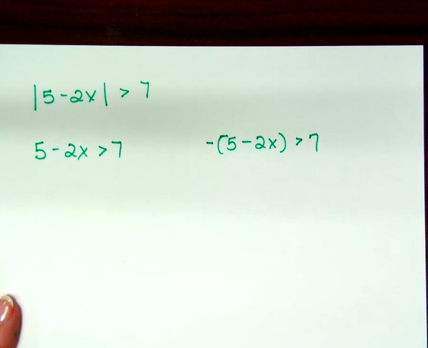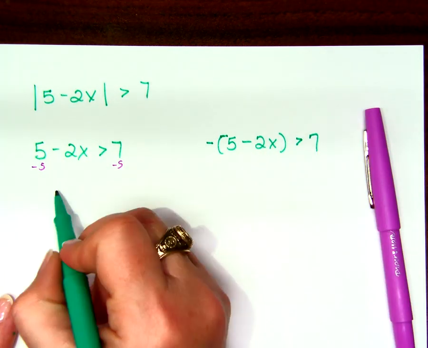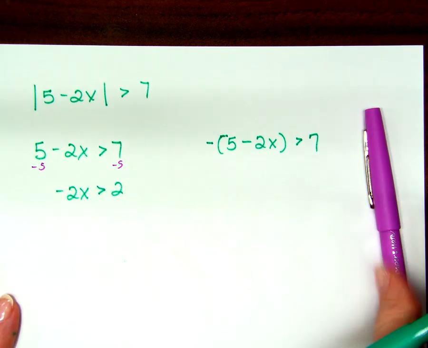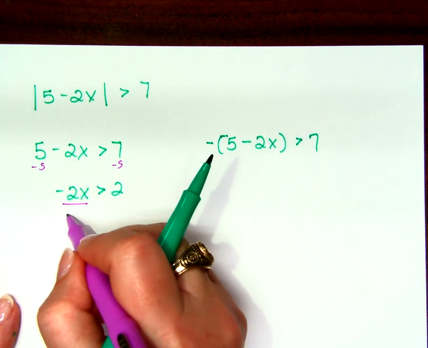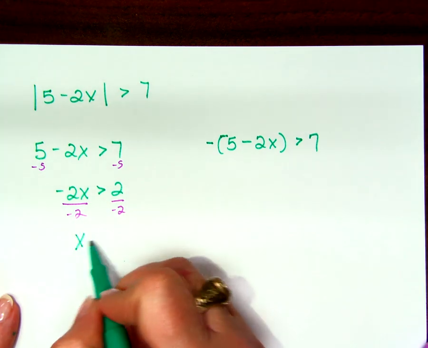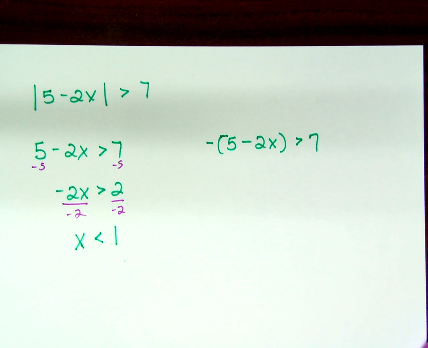Okay? So subtract 5 from both sides. Negative 2x is greater than 2. So divide both sides by negative 2. And x, oh, good catch. Alarm bells. You heard the alarm bells, didn't you?